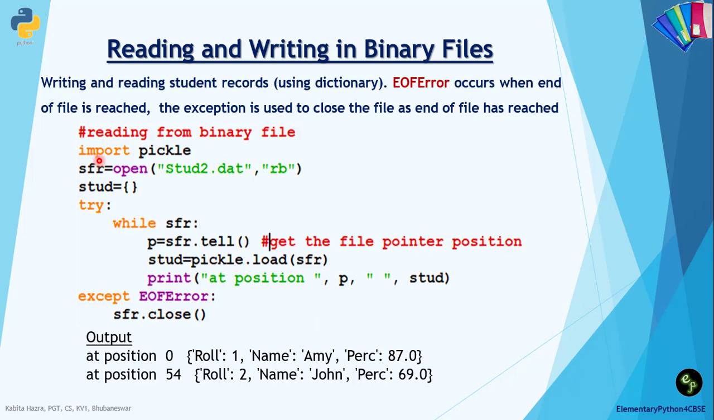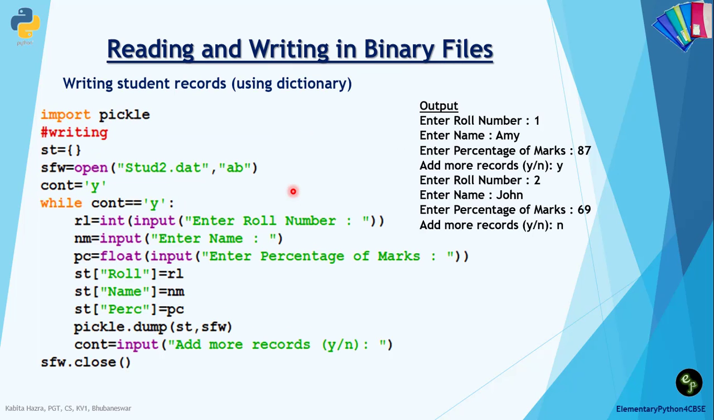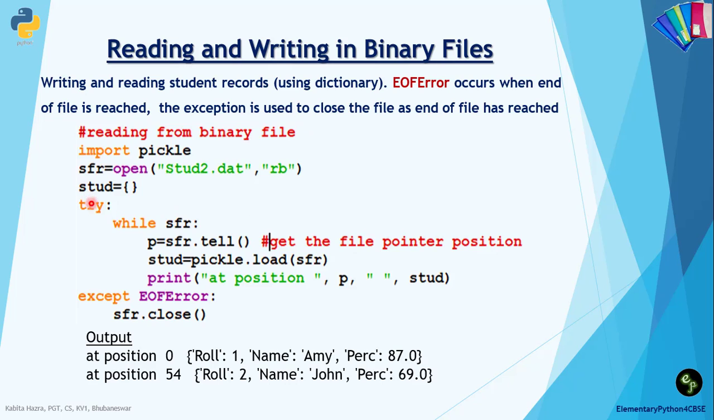This is a simple program where we are importing the pickle module and opening the stud2.dat in binary mode. You might remember that we have written the data here, and then we create an empty dictionary, and within the try block we try to get the position of the file pointer and read each record at a time, and we print the record along with the position. When this reading becomes unsuccessful, that is when it reaches the end of the file stud2.dat, the EOFError will be raised, and we will catch that EOFError exception to close the file.